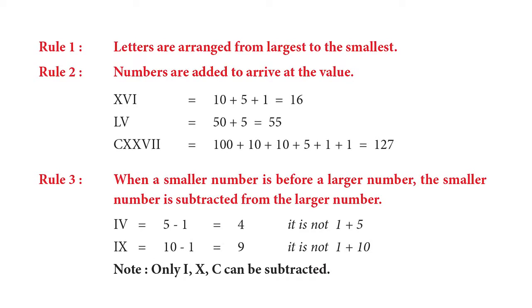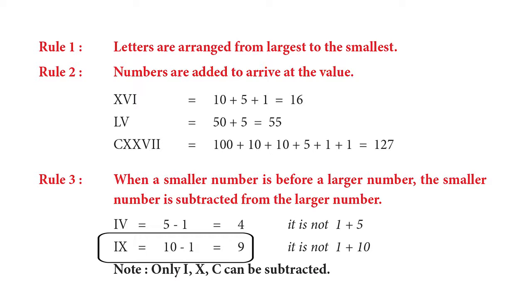The third rule: when a small number is before a large number, the smaller number is subtracted from the larger number. For example, it's given in your textbook itself. Let's look at it. Roman letter I and Roman letter V. As you can see, I is smaller than V. So you subtract I from V. So the answer is 4. Then look at the next example, Roman letter I and Roman letter X. So again we subtract 1 from the 10.